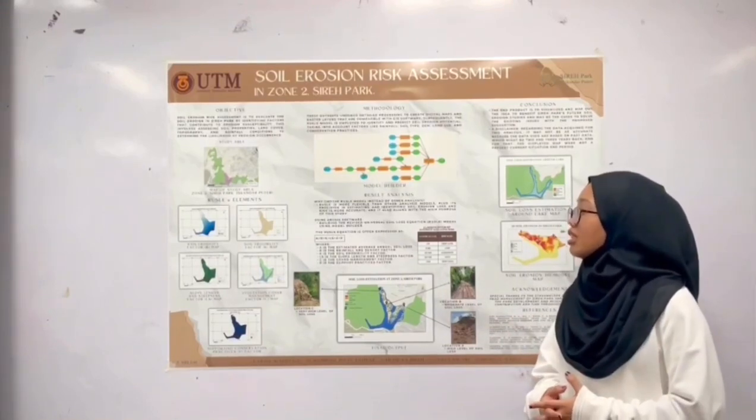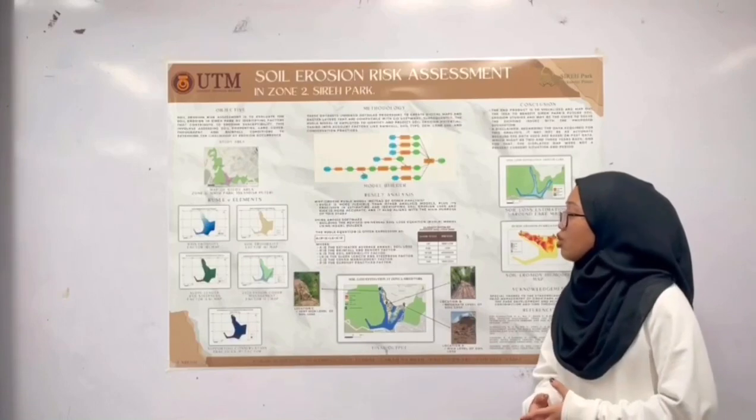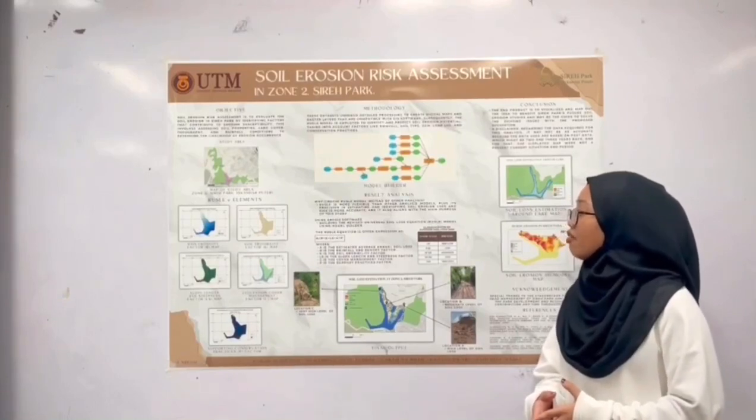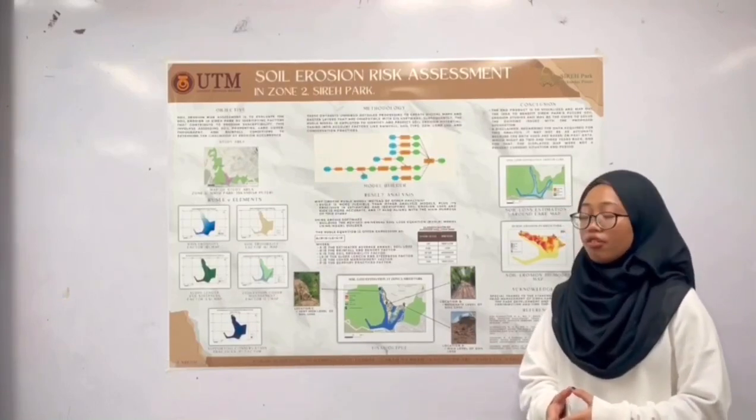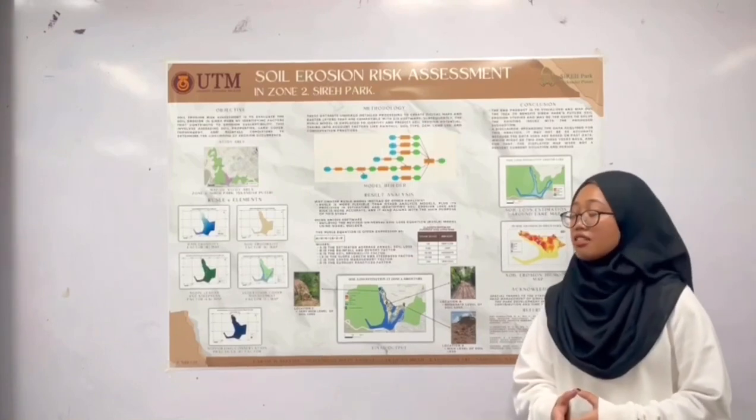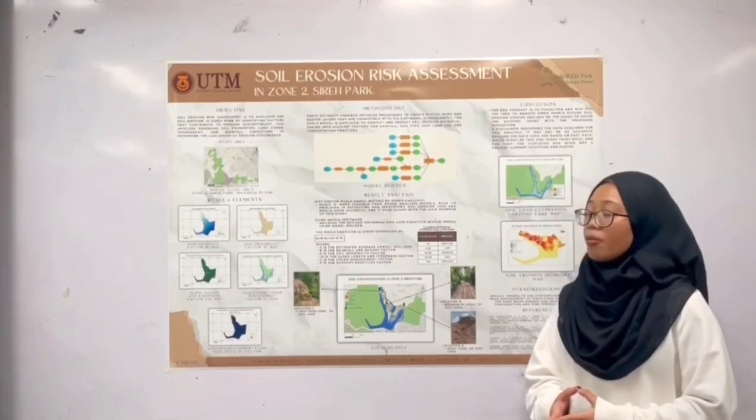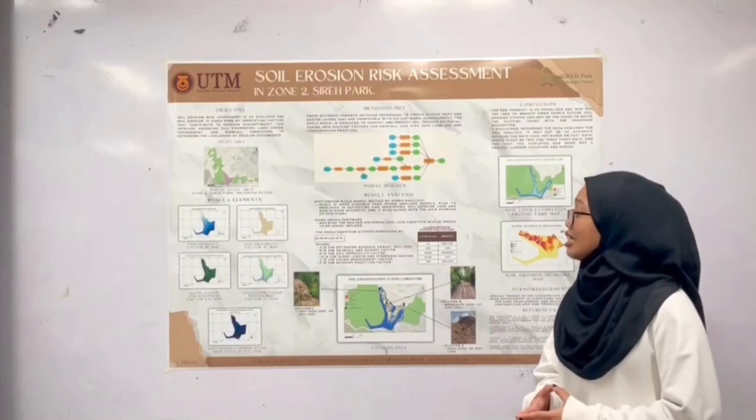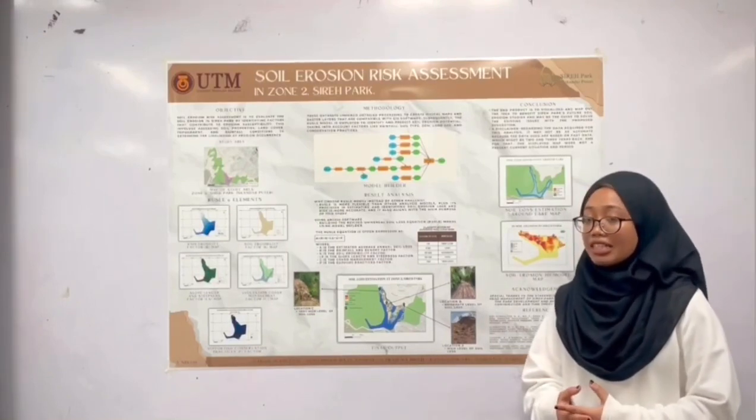A equals R times K times LS times C times P, where A stands for estimated average annual soil loss, R is the rainfall and runoff factor, K is the soil factor, LS is the slope length and steepness factor, C is the cover management factor, and P is the support practices factor.